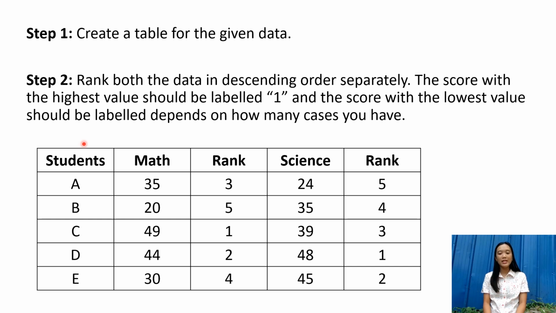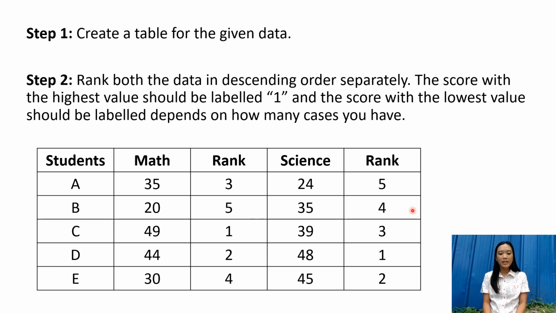depends on how many cases you have. In this example, we have 5 cases, or we have 5 students. So the highest value should be labeled 1, and the lowest value should be labeled 5. In mathematics, student C ranks first, student D ranks second, student A ranks third, student E ranks fourth, and student B ranks fifth.